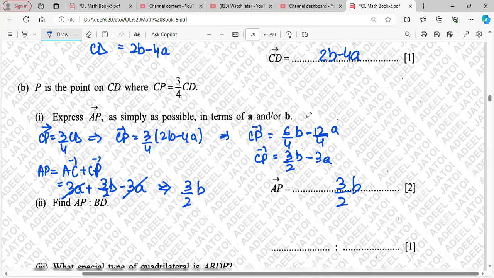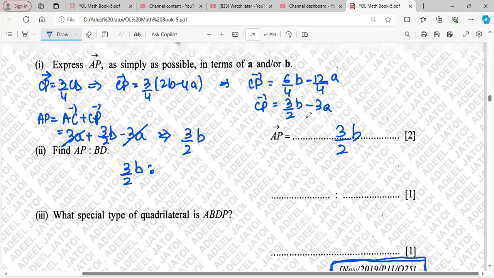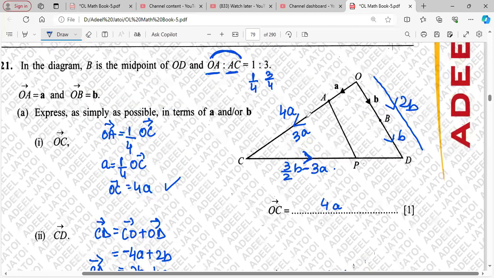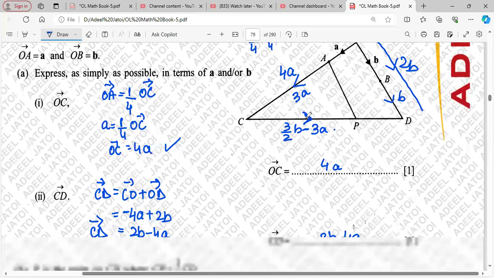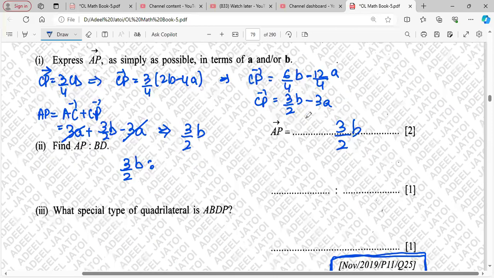Now, in the next part, it says AP is to BD. AP we already know is 3/2 B, right? And what is BD? Your BD is B. So if B and B cancel out, what are we left with? 3 is to 2. So AP is to BD will be 3 is to 2 ratio.